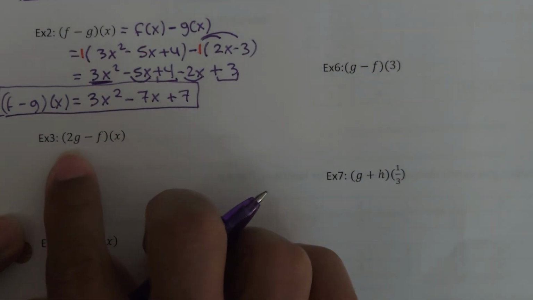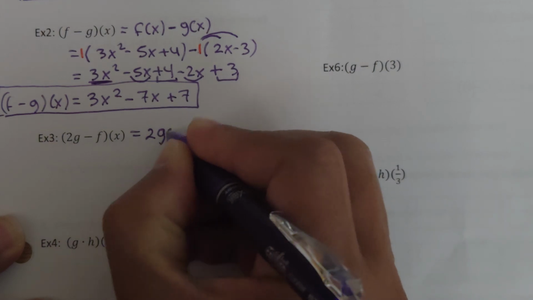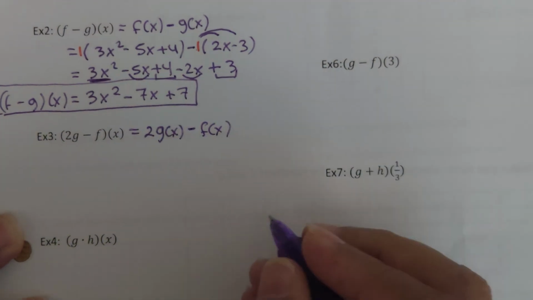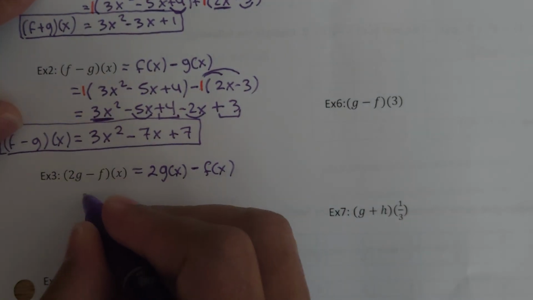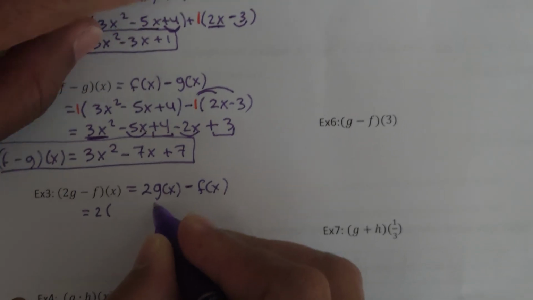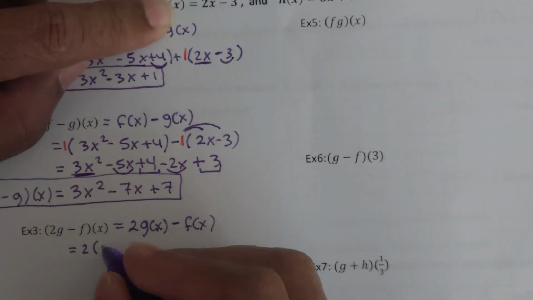The next example, what we need to do is multiply the function g, so 2 times the function g of x, and then subtract the function f of x from it. So then I have a 2, and then open parentheses, that's in front of the g of x, so that means instead of g of x, I'm going to substitute 2x minus 3.